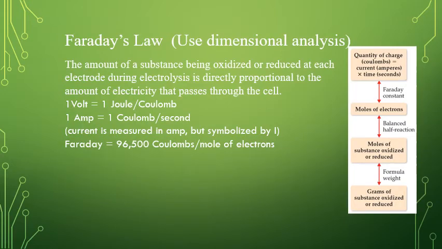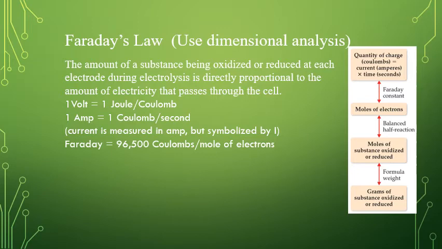So we're now going to get into Faraday's law. Just use dimensional analysis and you'll be fine. We're going to use this to look at the plating of metals onto some type of electrode. The amount of the substance that's being oxidized or reduced at each electrode during electrolysis is directly proportional to the amount of electricity that's passing through the cell.